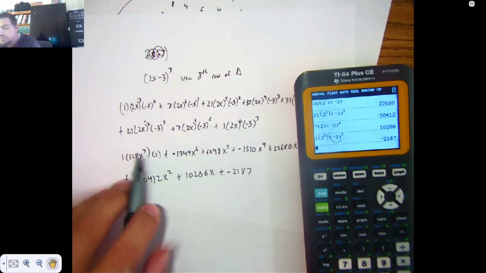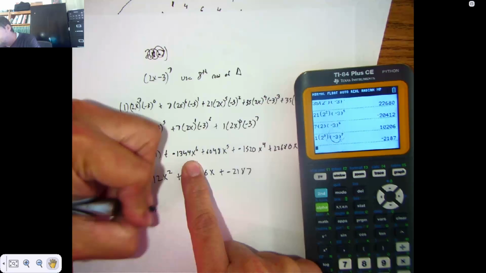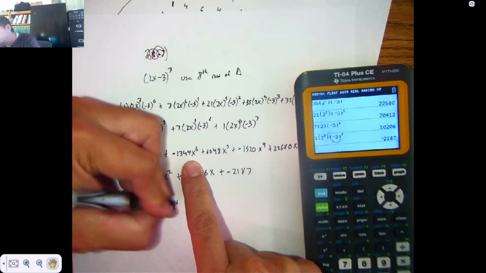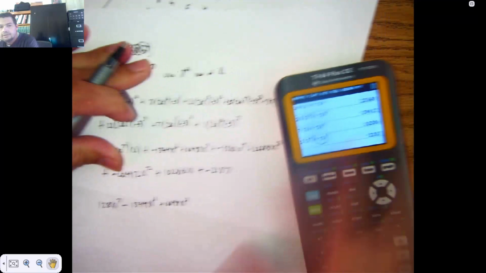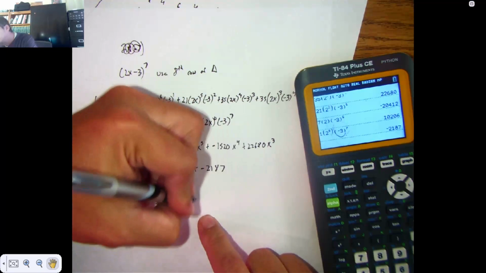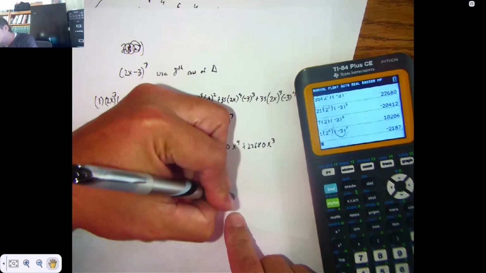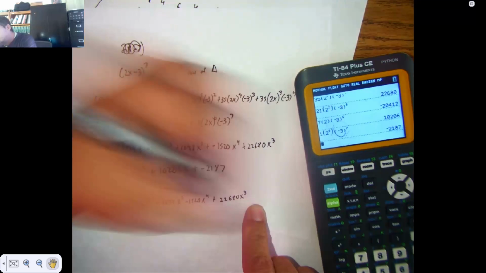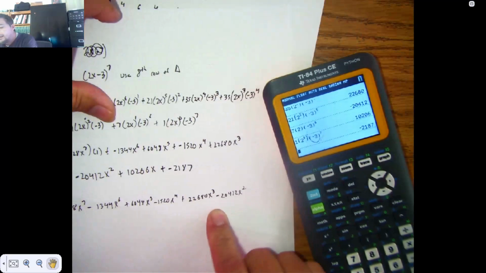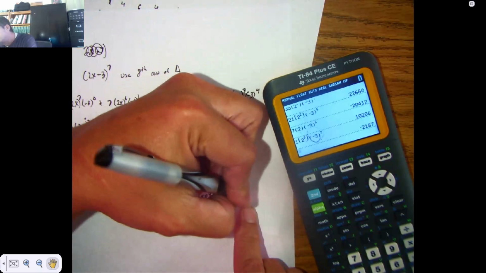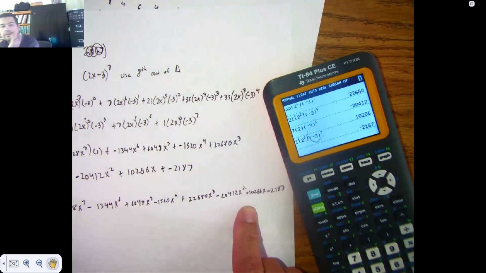First thing we had was 128x to the 7th. Then we have take away 1,344x to the 6th. Add 6,048x to the 5th. Take away 15,120x to the 4th. Add to it 22,680x cubed. Take away 20,412x squared. Add 10,206x, and then take away 2187.